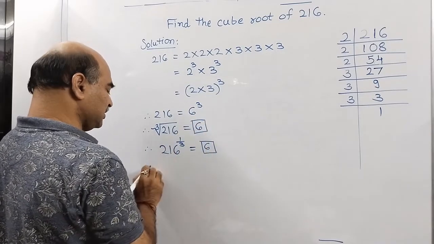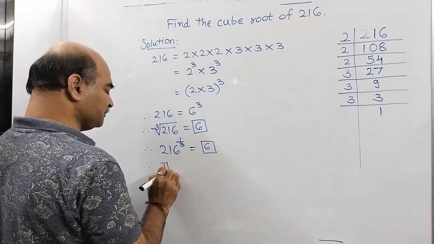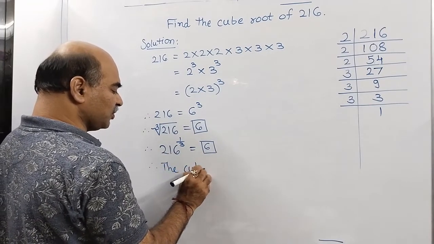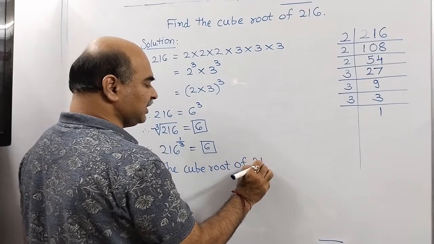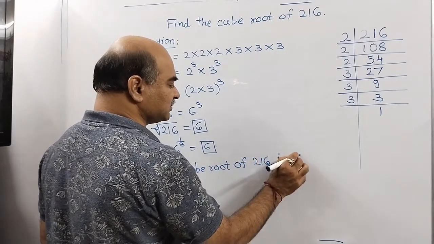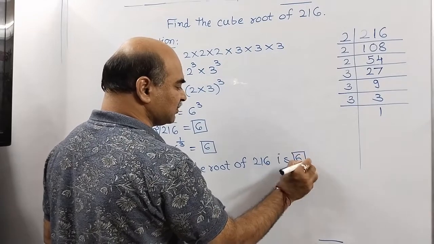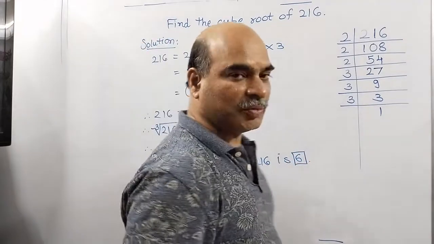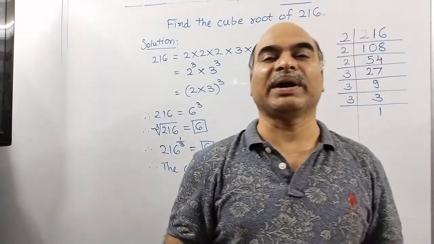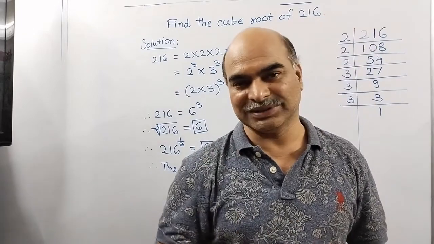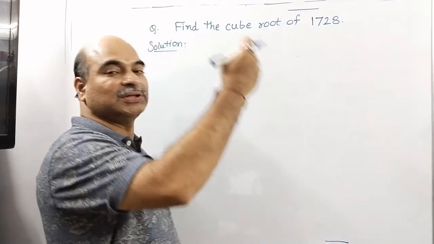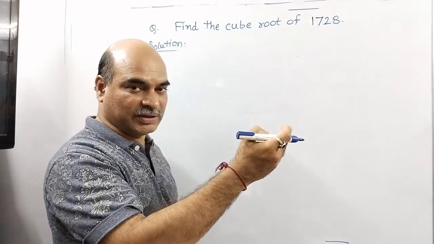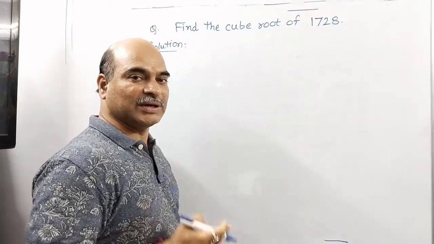So therefore we can write down here the cube root of 216 is 6. So 6 is the answer we got here. I hope that you got the idea how to find the cube root of 216. The next number given is 1728. We have to find the cube root of 1728.